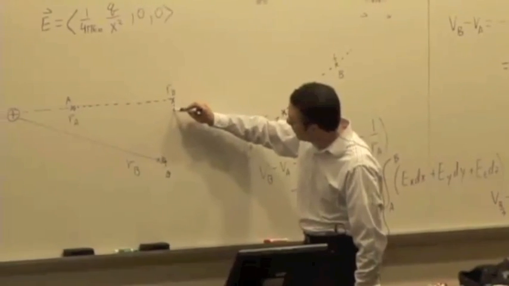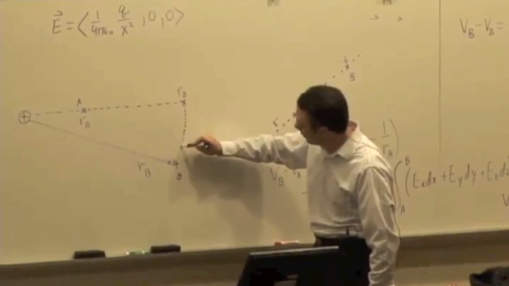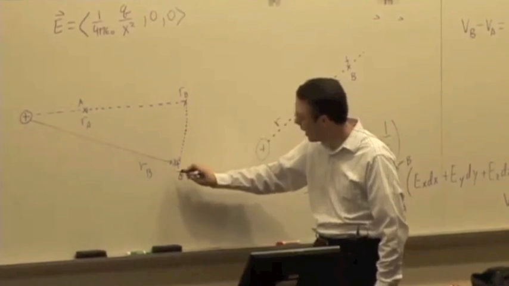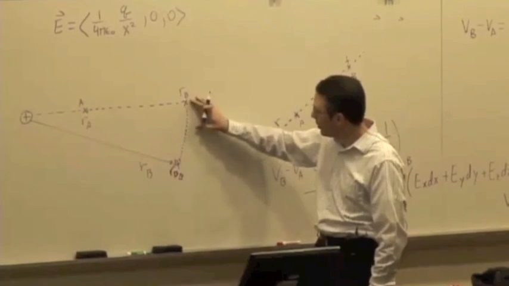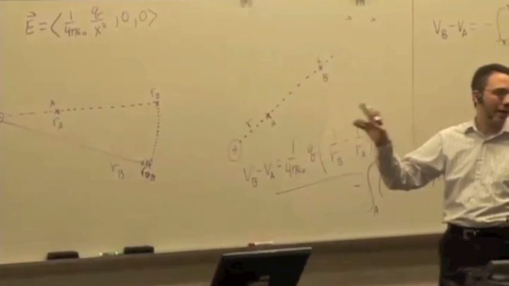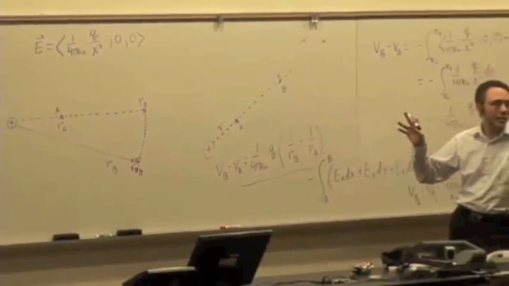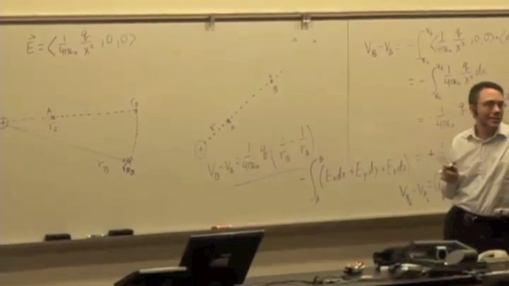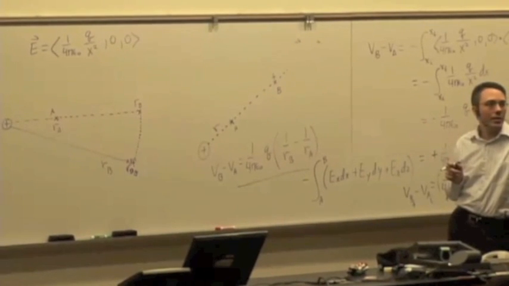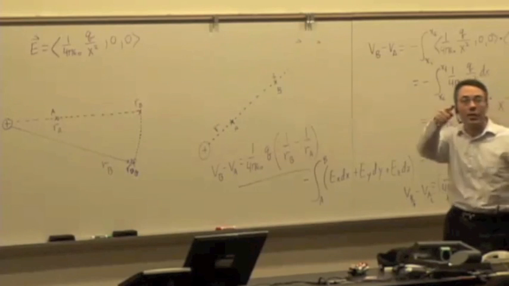Then let me pick a semicircular or a circular arc that goes from this distance to this distance. It's the same radial distance away, but I'm just traveling along the arc of a circle. What is that part of the path going to give me in terms of the potential difference? Why is it going to give me 0? Say it again.